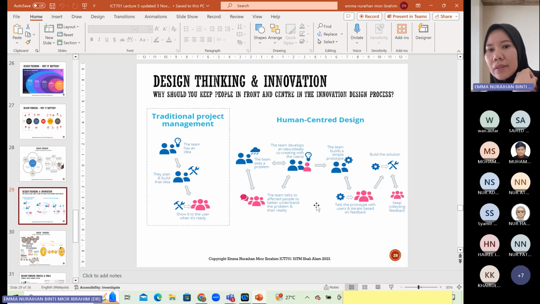It's iteration. So you tengok sini, the team sees a problem. Okay, team talks to affected people. Dia akan pergi and address the problem with the people. Okay, and then develop ideas, alright, build prototype, pergi balik pada people lagi. Okay, so the involvement of the users is a lot when you talk about human-centered design here. And then kalau solution tu tak bagus, you iterate balik. Keep on iterating.